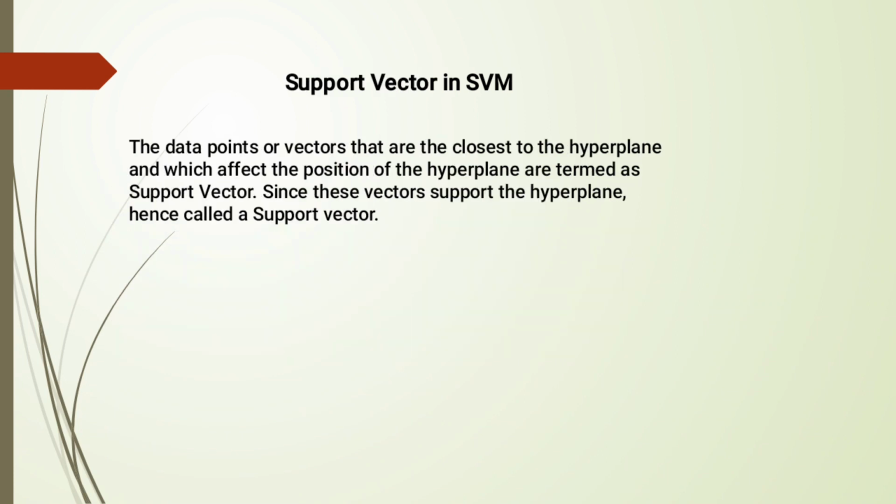Support vector in SVM. The data points or vectors that are closest to the hyperplane and which affect the position of the hyperplane are termed as support vectors. Since these vectors support the hyperplane, hence they are called support vectors.